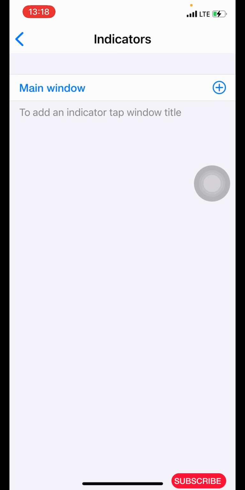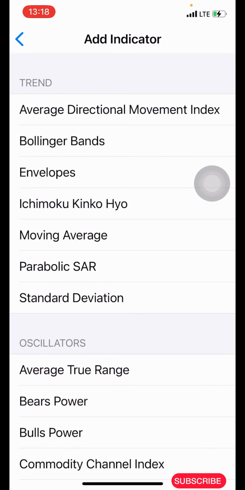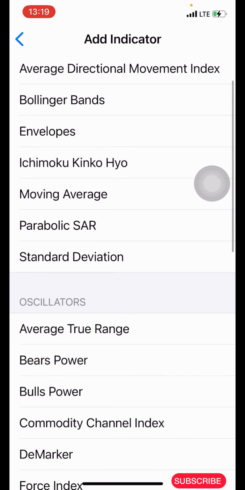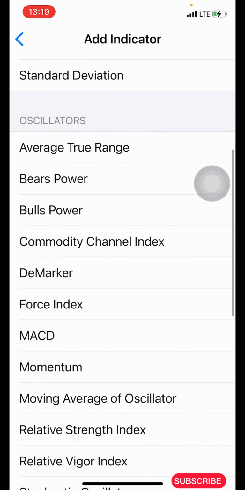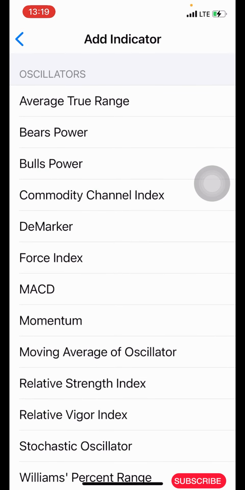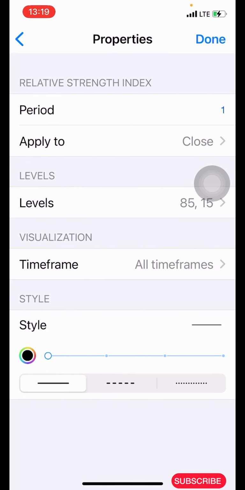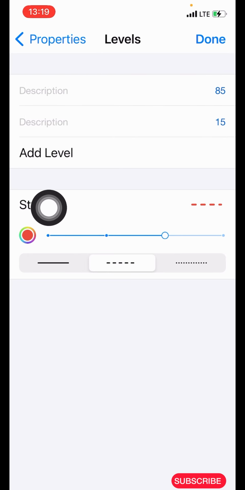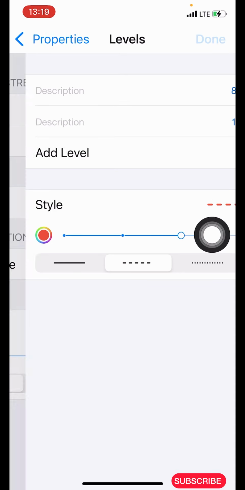I want something that will give me the support and resistance area. So I'm going to add stochastic oscillator, relative strength index, and all other indicators that help identify support and resistance zones. The best I know is the relative strength index, so I'm going to add it. This is my setup, the setup I love using every time. The period is 1, apply to close. The levels are 85 and 15, color red, 3 pixel, click on done.